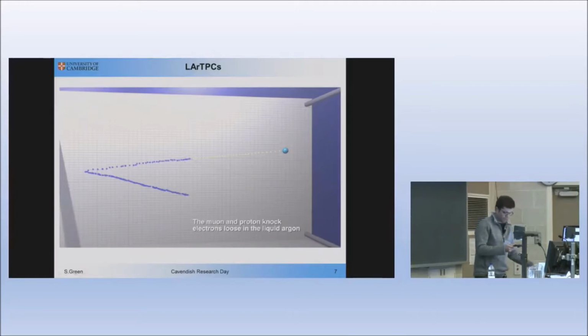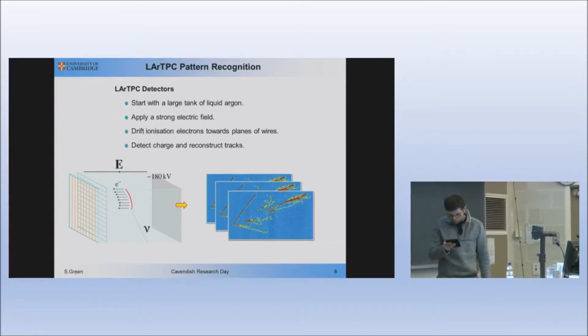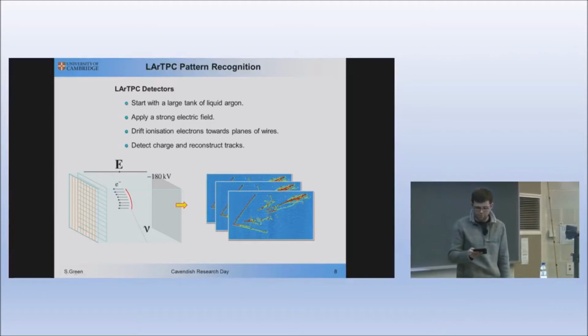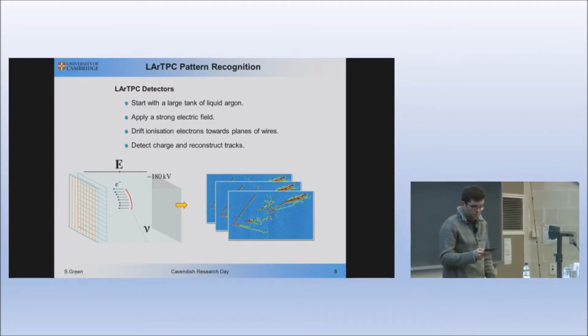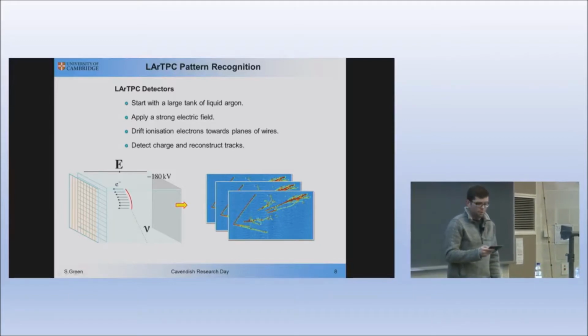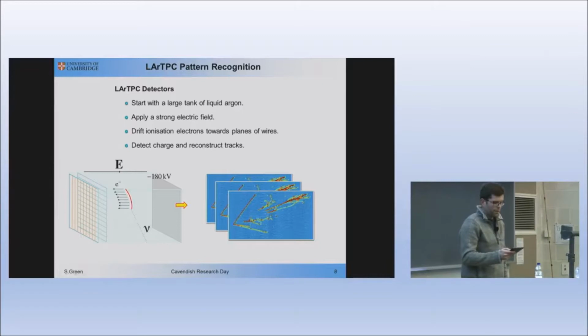Now, pattern recognition is needed at LAr-TPC experiments because the image created from a LAr-TPC is a 2D image. And to study the interaction in full detail, we want a full 3D reconstruction. And more than that, we want to actually make this 3D image in any part of this 70,000-ton detector. And this is quite a challenge.